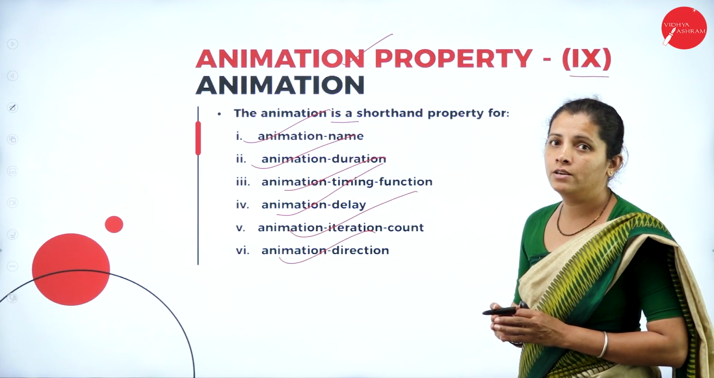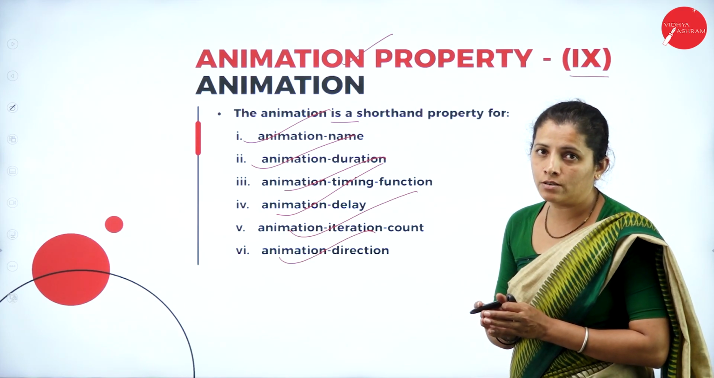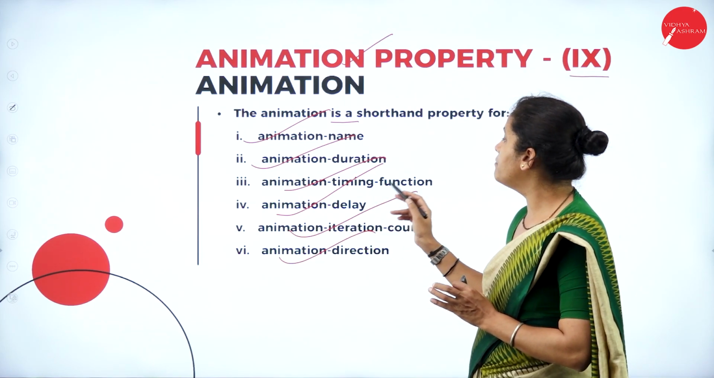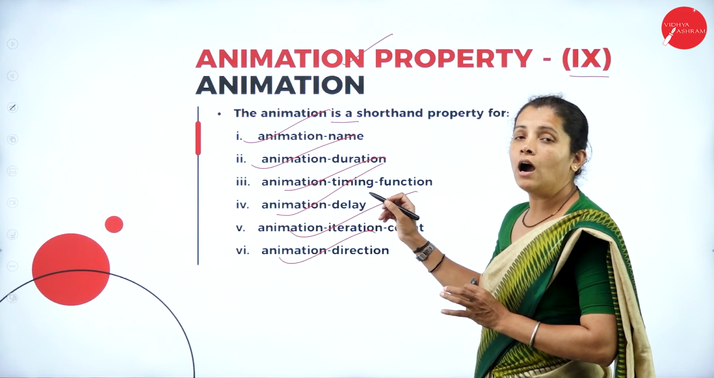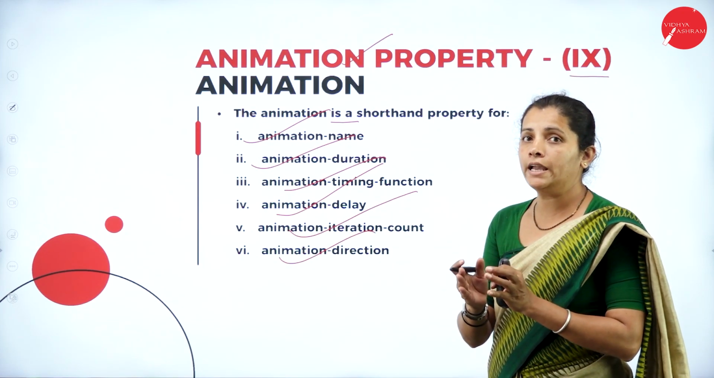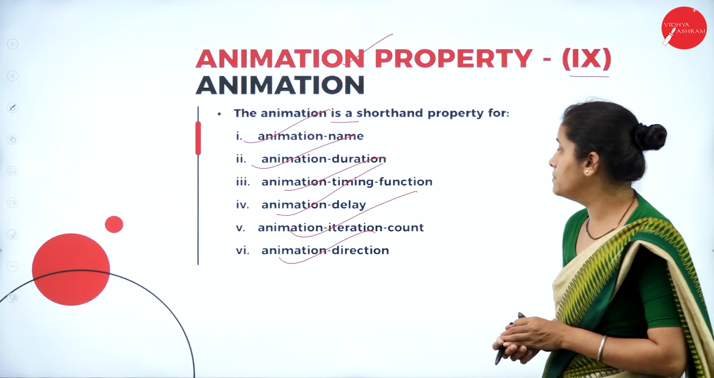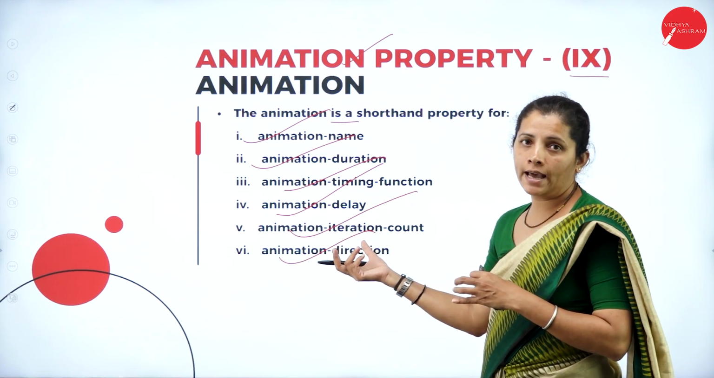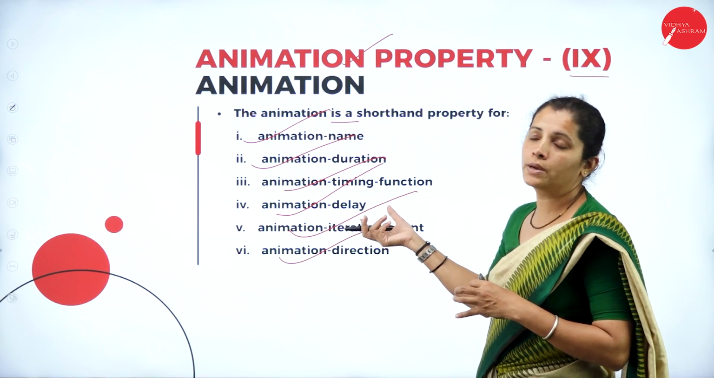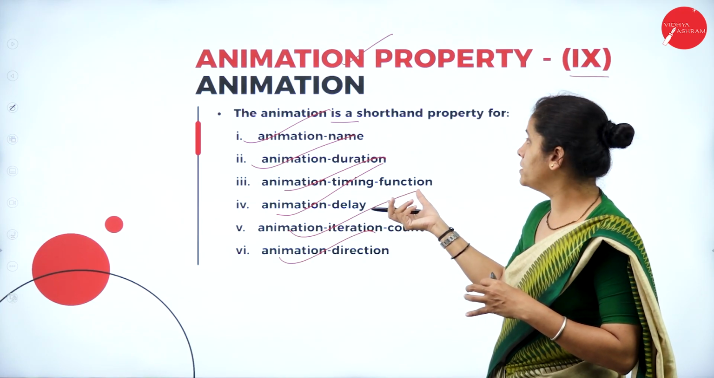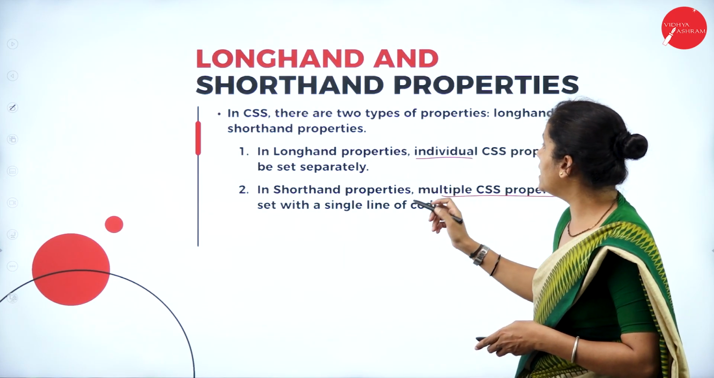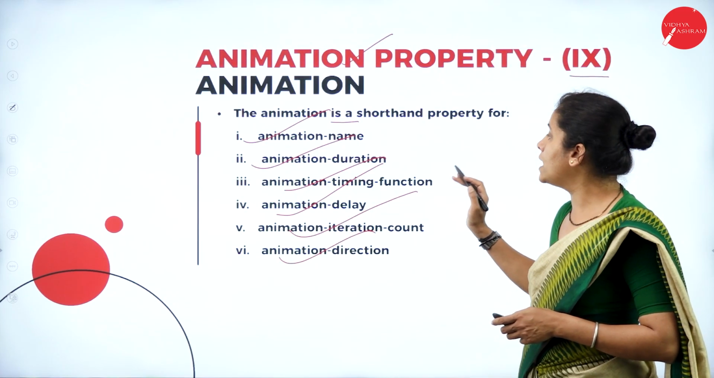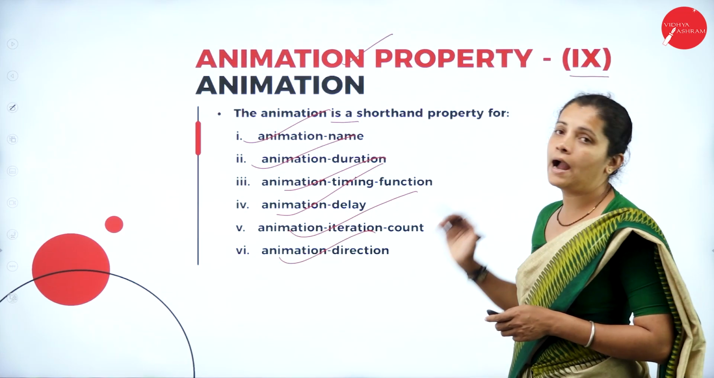And what about animation duration? How long are we going to have the animation? Is it for 5 seconds? Is it for 10 seconds? Is it for 15 seconds? Then animation timing function. Then animation delay: after some hours or some seconds, when we start the animation, that is the animation delay. Animation iteration count is the number of times we want to repeat the animation. Then animation direction: is it forward, is it backward? All those things we can define in one single CSS property. So what is shorthand? Here shorthand is multiple CSS properties in one single line.